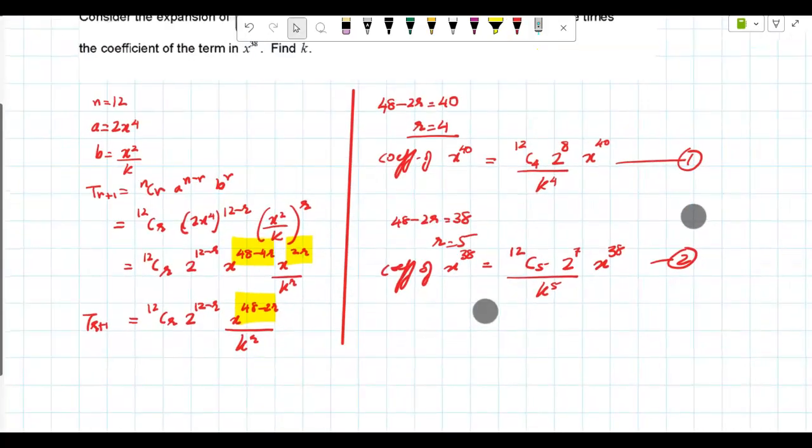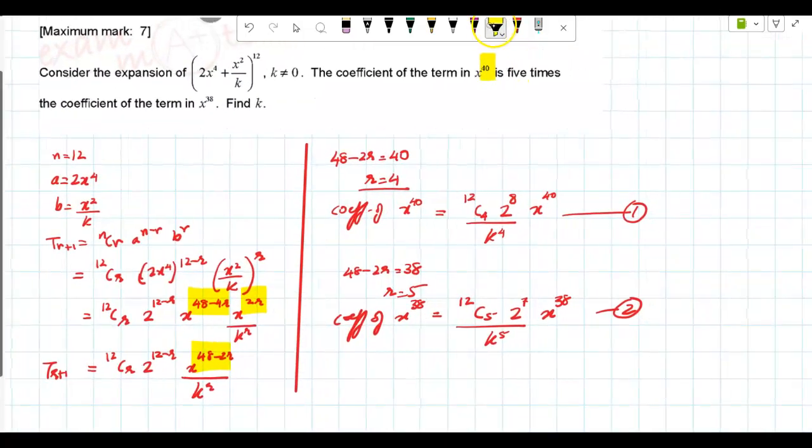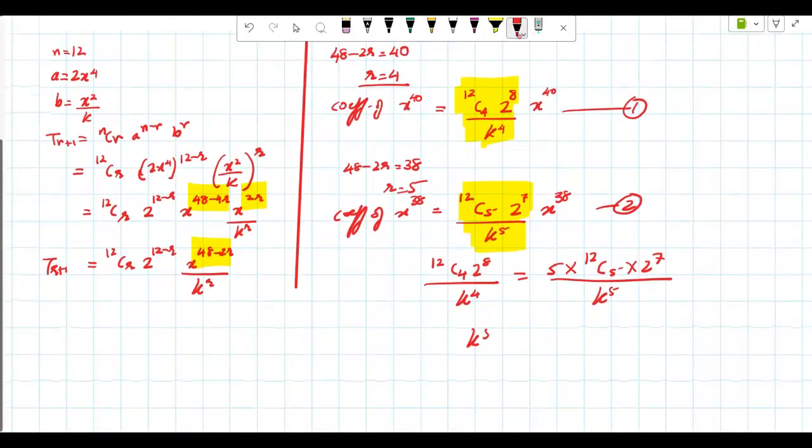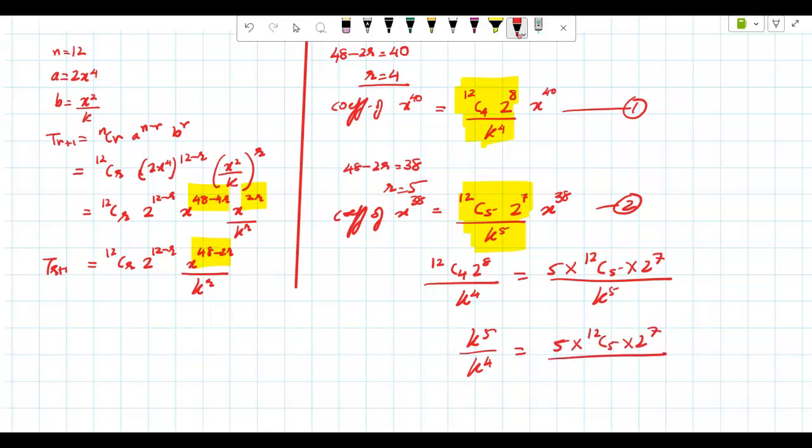Now what you've been given? The coefficient. So you're just looking at the coefficient. This is the coefficient of x raised to 40. This is the coefficient of x raised to 38. The coefficient of x raised to 40 is 5 times this, k raised to 5. So if you cross multiply, k raised to 5, k raised to 4. Congratulations. 12C5 into 2 raised to 7. K is 0 would be a mark as well.